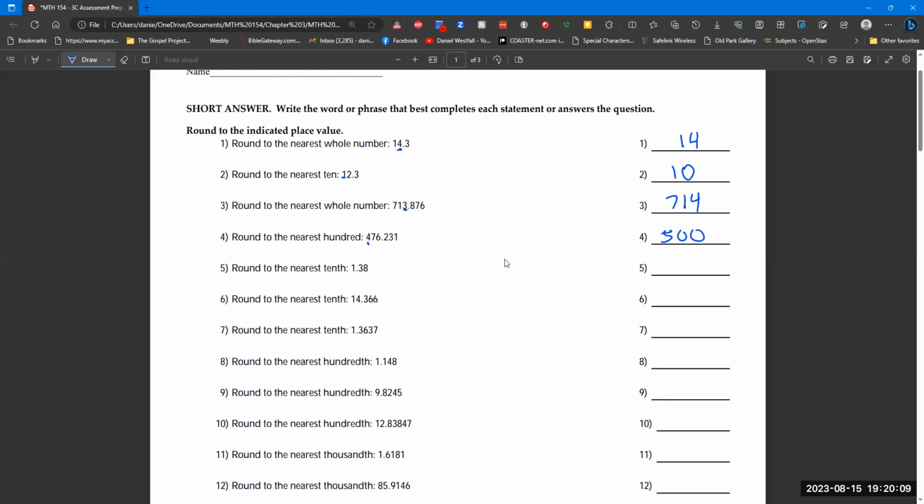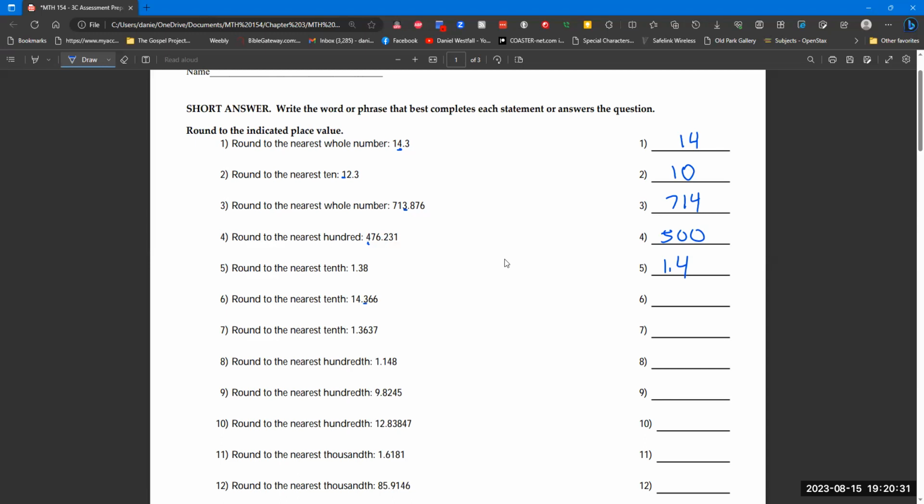Round to the nearest 10th. So things with the TH at the end of them are decimal things. So 10th. So we're going to look at the hundredths here. That 8 is going to round up to 1.4, 1 4/10.